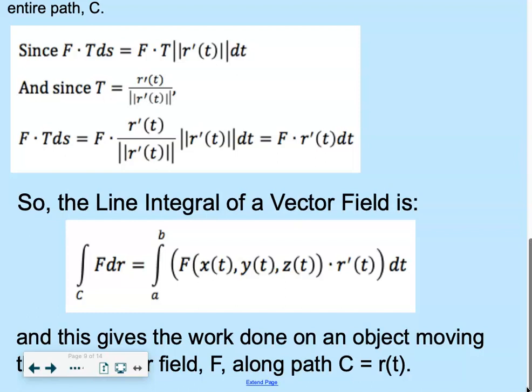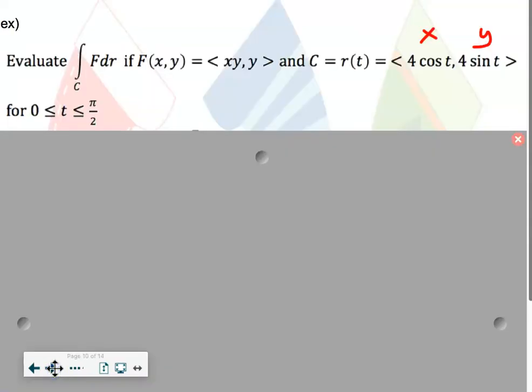Which I think this is already in your notes. But if it's not, it's okay. Did we do this one yet? No? This is where we left off?